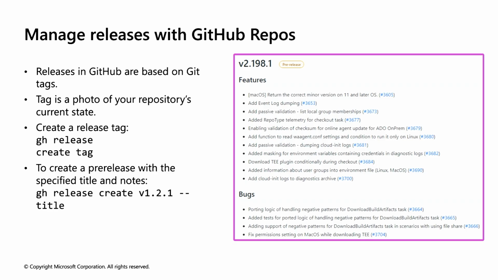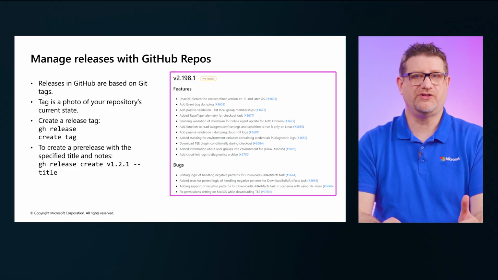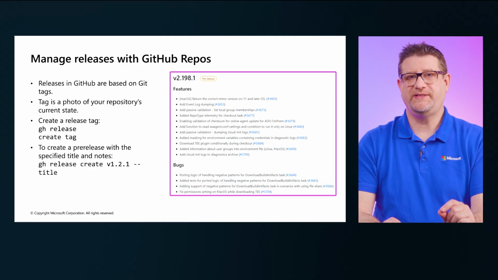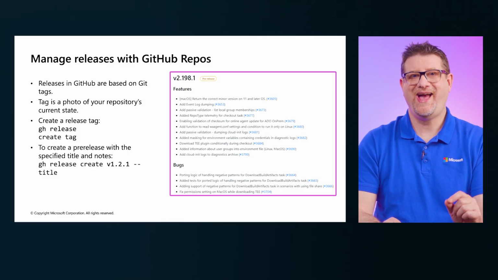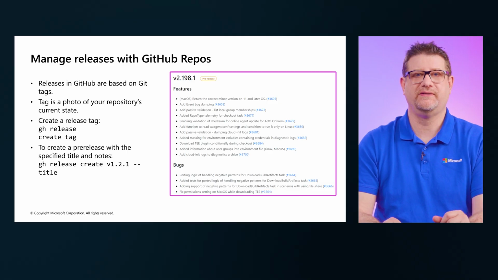In GitHub, releases are based on tags, which act like a snapshot of your repository at a specific point in time. When you're ready to make a new version, whether it's a major update, a bug fix, or a feature release, you create a release tag using the GitHub CLI or the web interface, and this tag captures the exact state of your codebase, making it easy to reference, download, or roll back if needed.